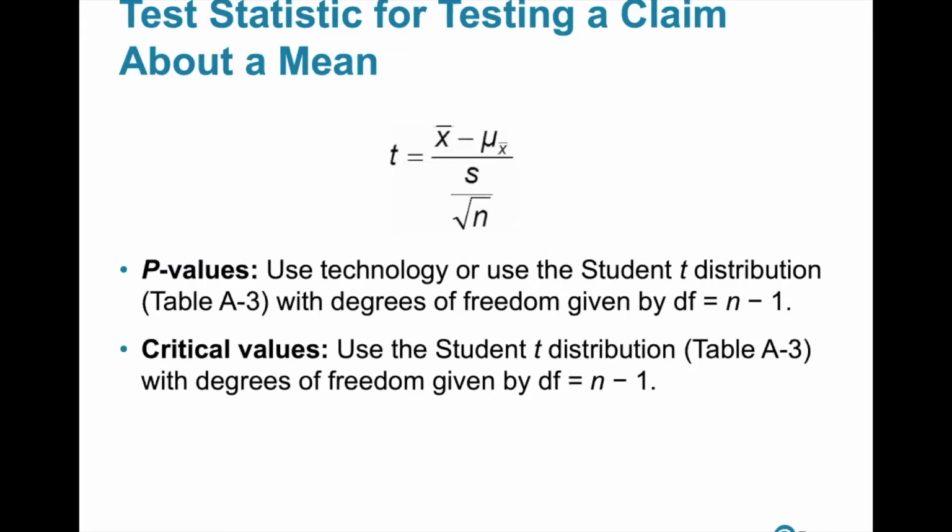And we will continue to use the two different approaches that we talked about in the last section. Either we'll use the p-value approach. Now, what's going to be new in this section is to find an exact p-value, you actually have to use technology. If you use table A3, the best you can do is get a range of values for your p-value, which is usually good enough. Or we'll use the critical value approach, which also uses table A3.